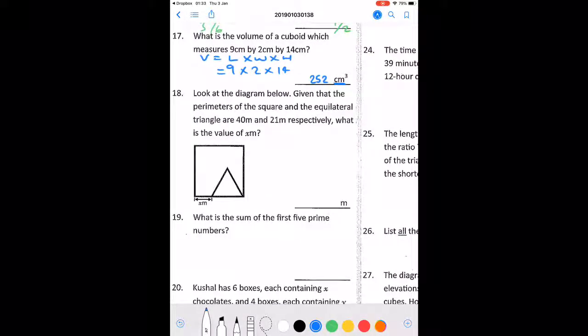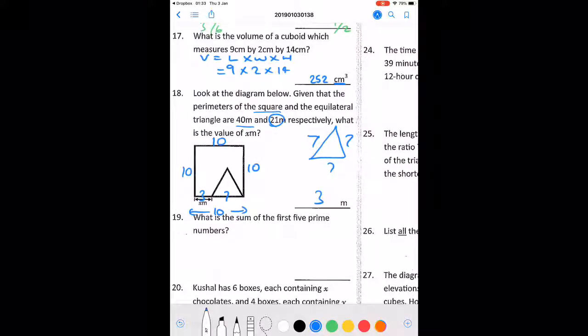Look at the diagram below. Given that the perimeters of the square and the equilateral triangle are 40 meters and 21 meters respectively, what is the value of x? If the perimeter of the square is 40, that means each side must be 10. Now, if the perimeter of the triangle is 21, that means each side must be 7. So if that's 7, that means that must be 3 to make 10. And that will be our answer.